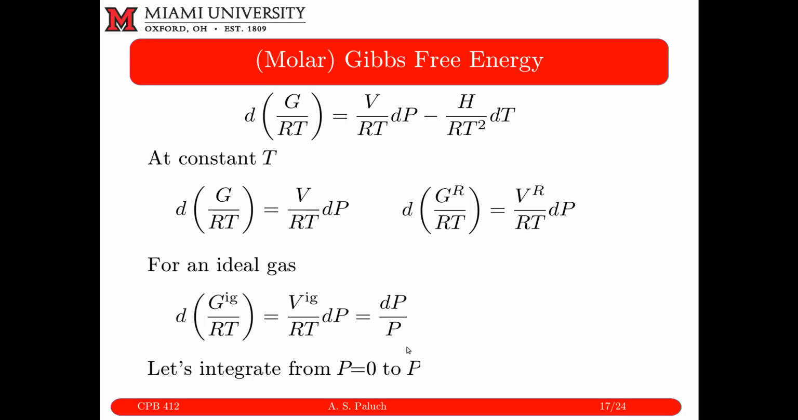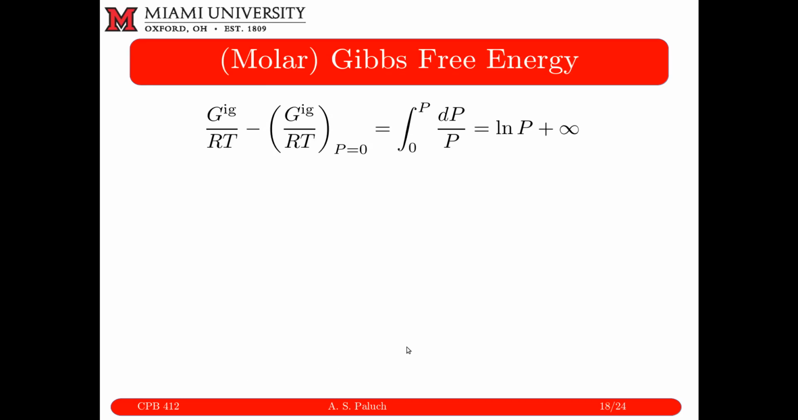So if we look at the case of an ideal gas, let's integrate from P equals 0 to P. If I integrate from P equals 0 to P, I get G over RT minus G over RT in the limit that P goes to 0. That's the integral from 0 to P, dP over P. That's equal to log P minus log of 0, which is negative infinity. So this is the result of integrating from P equals 0 to P.